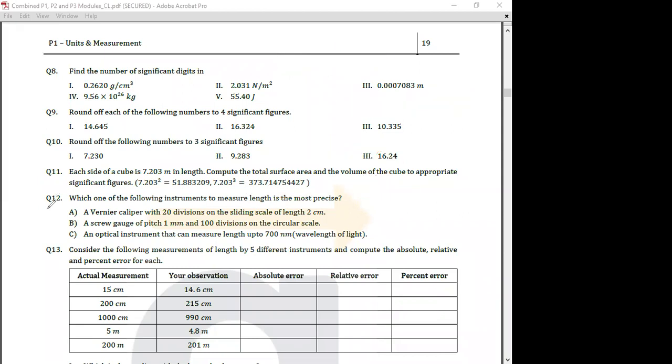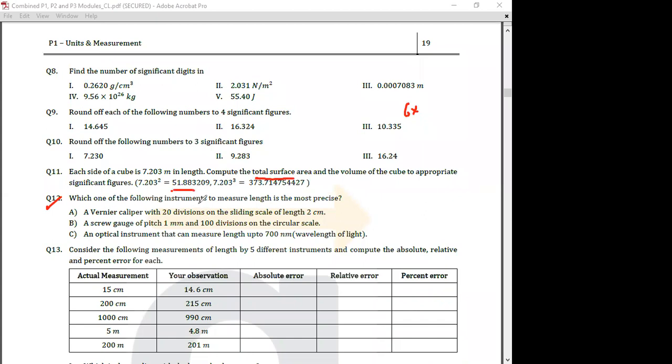Now the 12th one. Which one of the following instruments measuring length is most precise? I guess you can solve the 12th now. TSA. What is the meaning of TSA? Total surface area. So the total surface area will be 6 into a square, right? 6 into this figure. Yes or no?